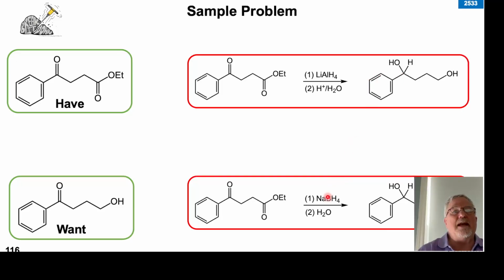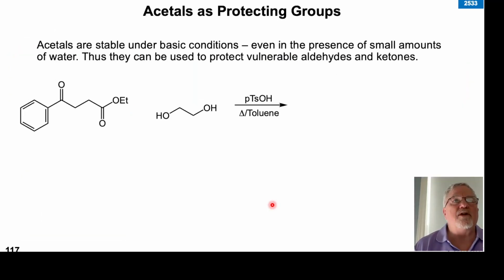If we try to use NaBH4, NaBH4 will only reduce this carbonyl. It's not strong enough to reduce an ester because esters are less reactive than aldehydes and ketones. So the sodium borohydride will just reduce this, and we want to reduce this to the alcohol. So how do we do this problem? Well, we're starting to learn. We haven't talked too much about esters yet, but esters are less reactive than aldehydes and ketones.